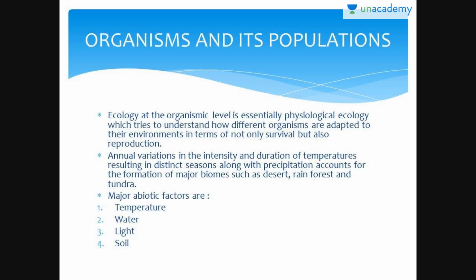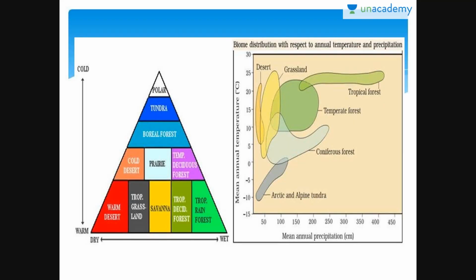So, ecology at the organismic level is essentially physiological ecology, which tries to understand how different organisms are adapted to their environment in terms of not only survival but also reproduction. Annual variations in intensity and duration of temperature resulting in distinct seasons, along with precipitation, accounts for the formation of major biomes such as desert, rain forest, and tundra. So there are major abiotic factors which are responsible. These are temperature, water, light, and soil.